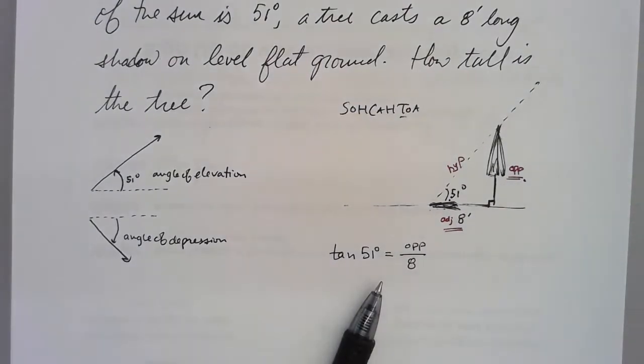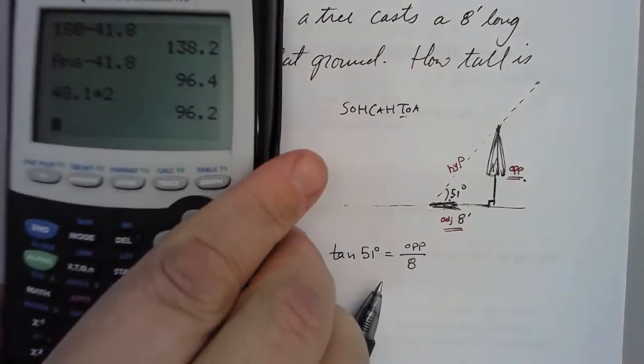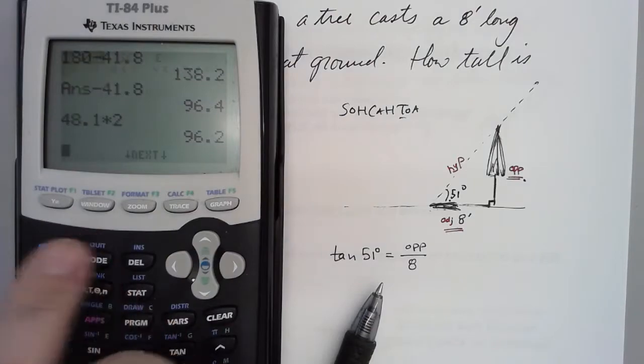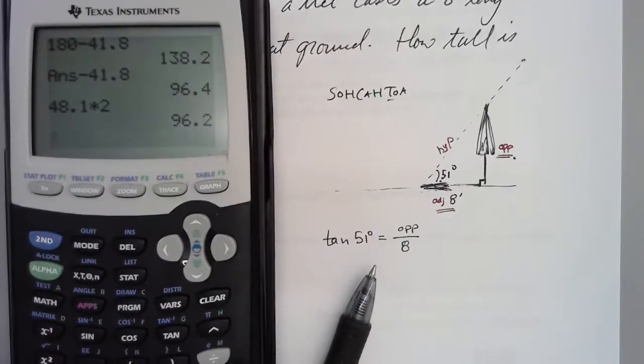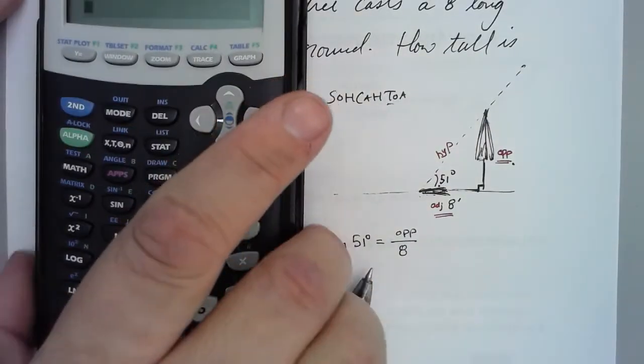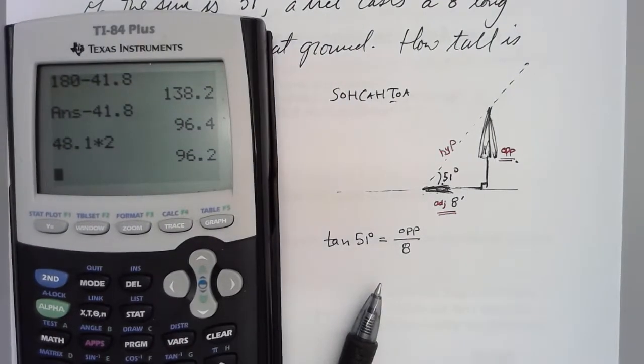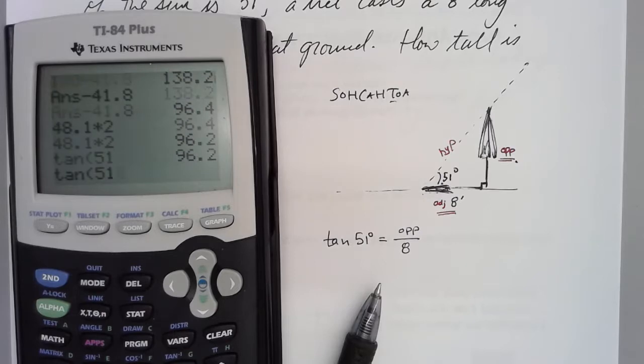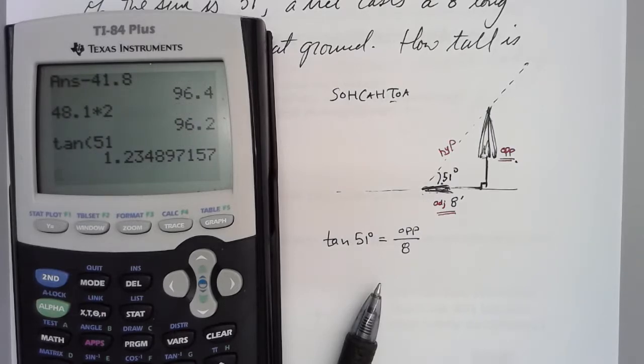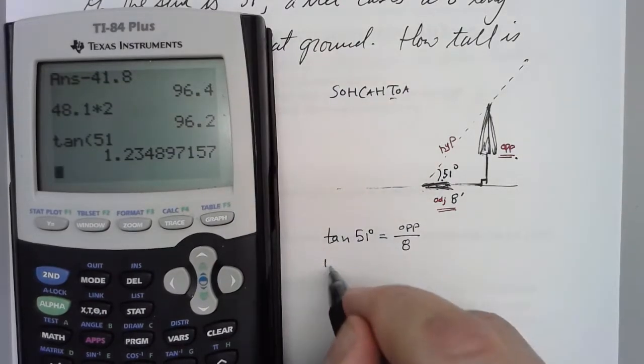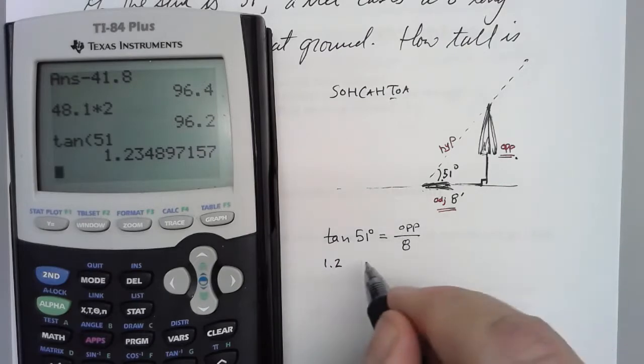So I need to ask my calculator what tangent 51 is. Let me get my calculator out. There it is. It is in degree mode. Good thing to check. So tangent 51 is 1.235. I always put a lot of the digits here to minimize intermediate rounding inaccuracies.